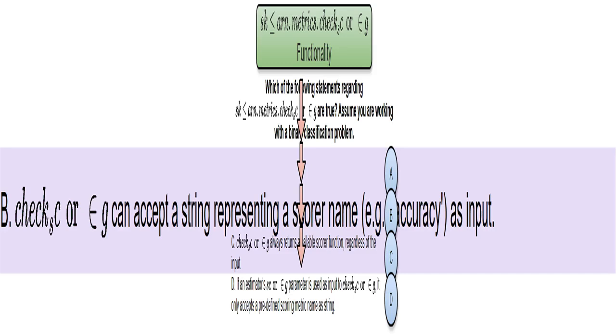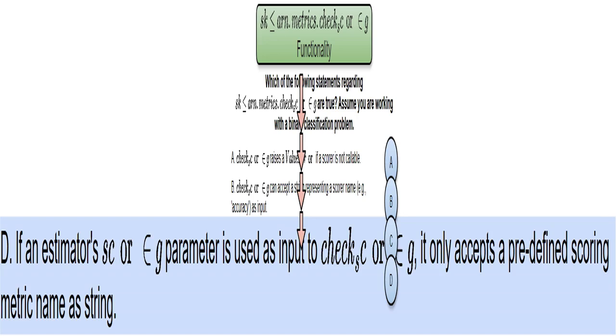This statement claims that check_scoring is smart enough to accept something like the string accuracy. It's not just limited to accepting only functions. If you give it accuracy, it understands that you want to use accuracy as your scoring method. This statement is incorrect. I can tell you that check_scoring isn't that rigid. It's designed to accept a lot more input than just predefined strings. It's flexible and can handle functions directly, not only strings. This is the opposite of what the statement claims.